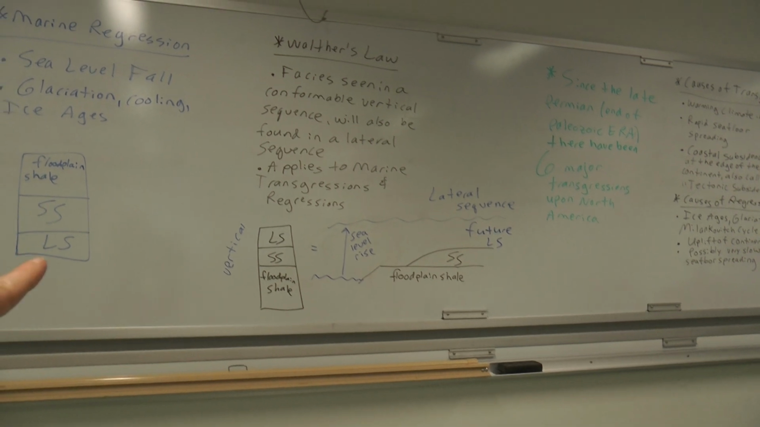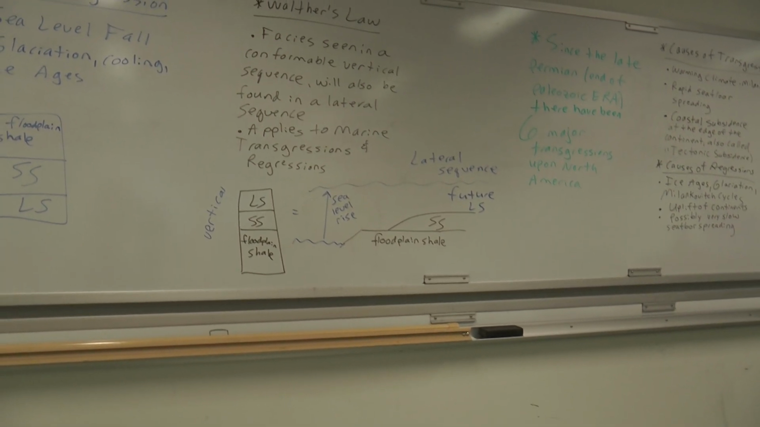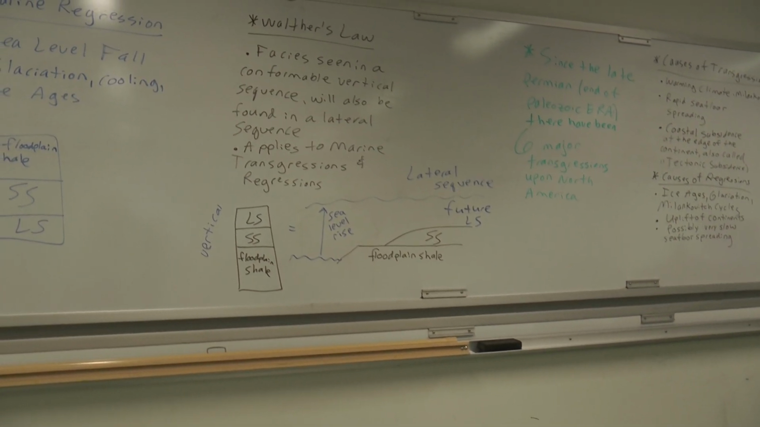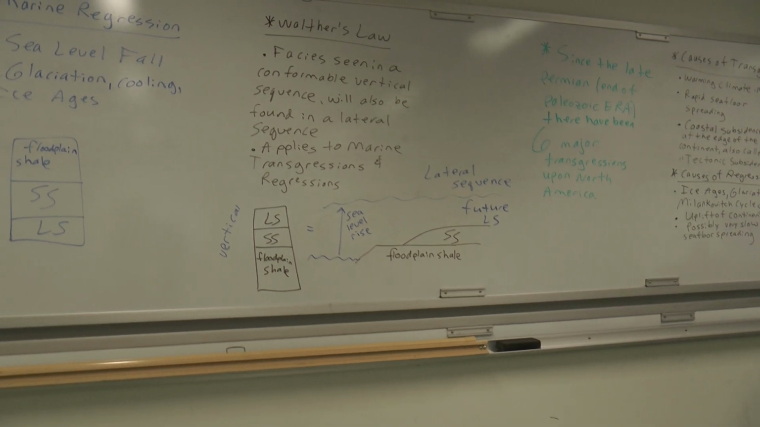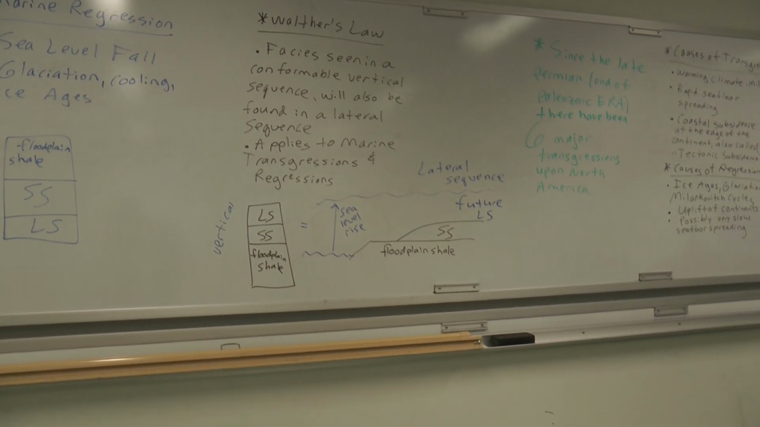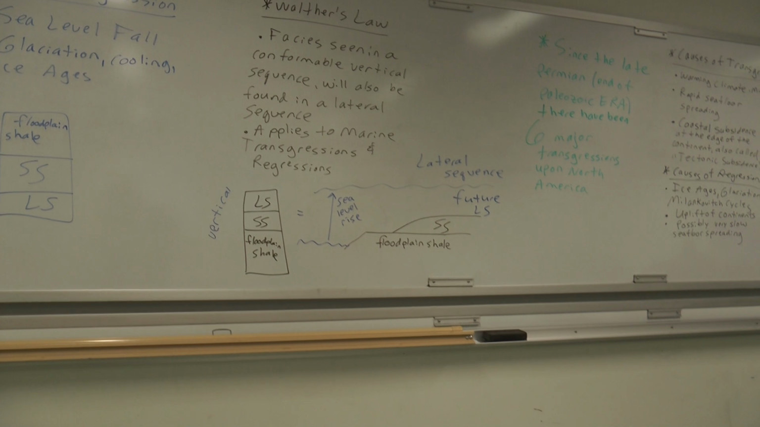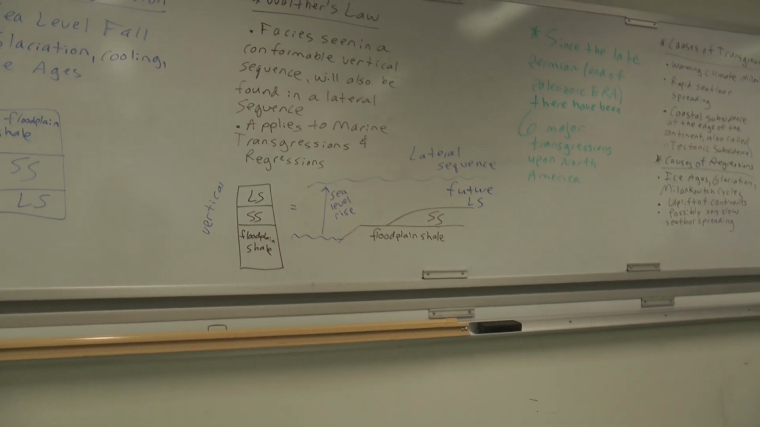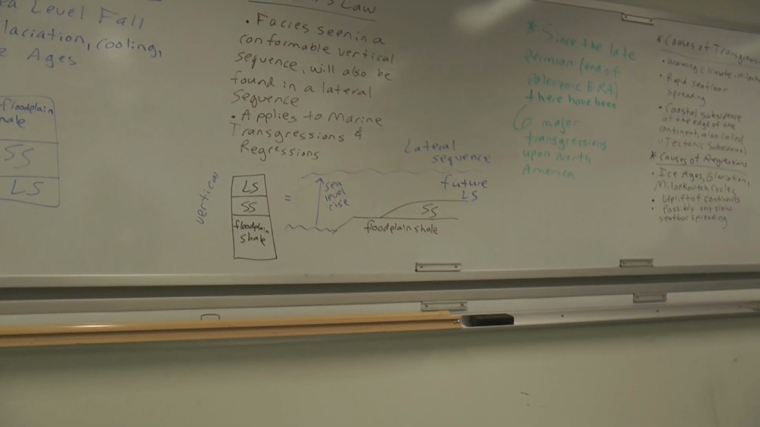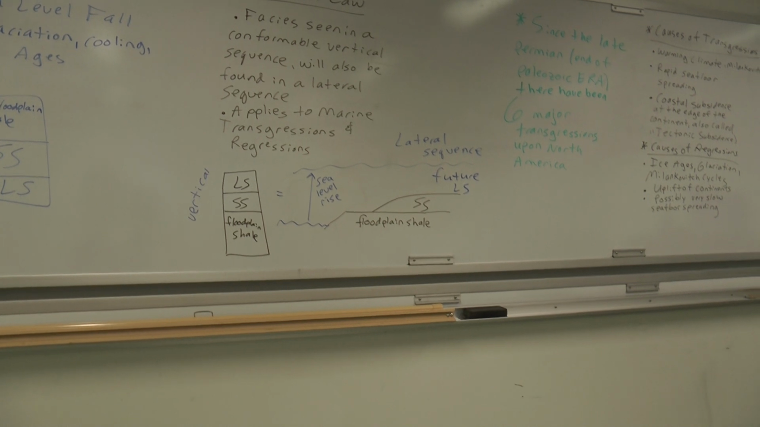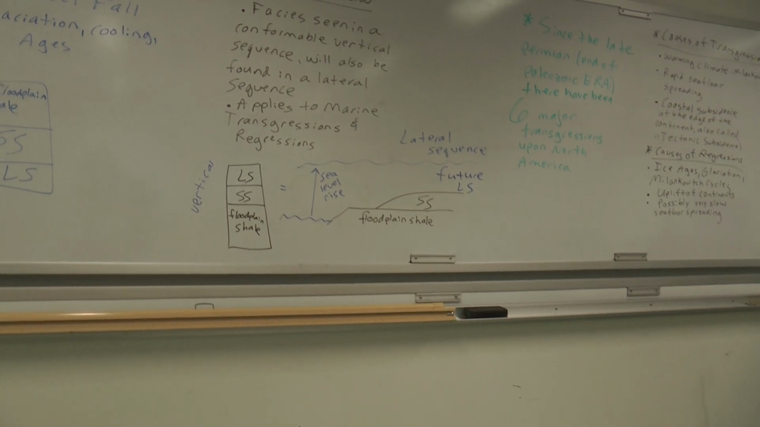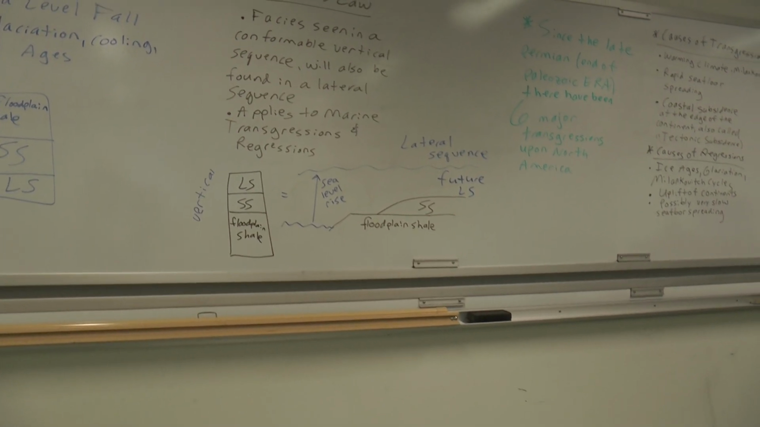Well, you have the old sea level at the bottom. You have a floodplain shale that used to be there when it was a meandering river. Okay, sea level's starting to rise, and that means that your beach, your sandstone beach, is going to move landward, and that's what you see there.